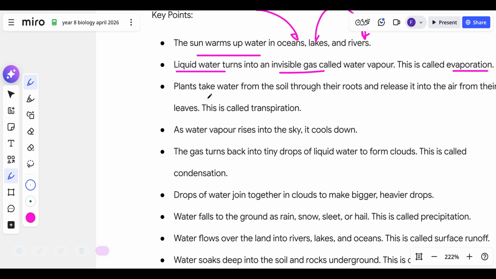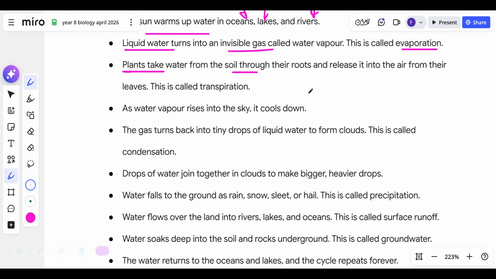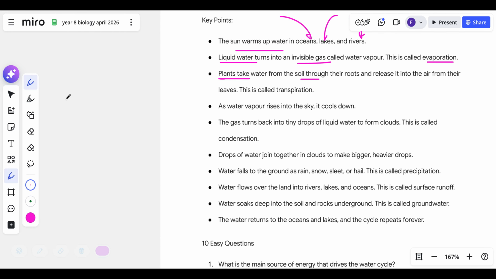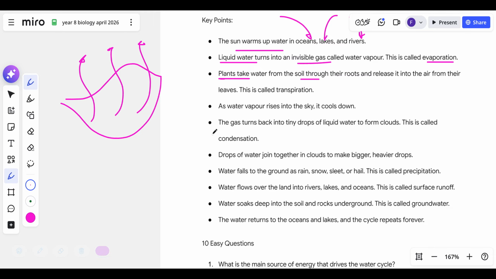The second way that it happens is from plants. Plants take up water from the soil through their roots, and they release it through their leaves. The process is called transpiration. So the water leaves the roots by transpiration. Okay, leaves the leaves. Let's not even call it roots. It leaves the leaves by transpiration. Okay.